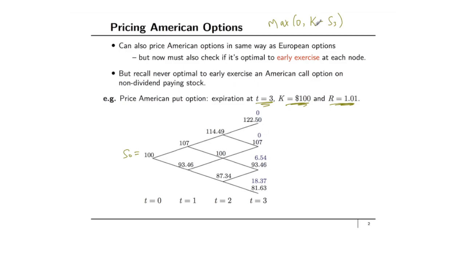The strike is 100, so we will only exercise if the security price is less than 100. That's why we're going to get 0 up here, and we're going to get 100 minus 93.46 down here, and 100 minus 81.63, which is 18.37. This is the payoff of the American option if we exercise at t equals 3. And all we're going to do to price this American option is work backwards in the same manner as we did with European options, but this time at each node we'll also have to check if it is optimal to exercise at that point or not.